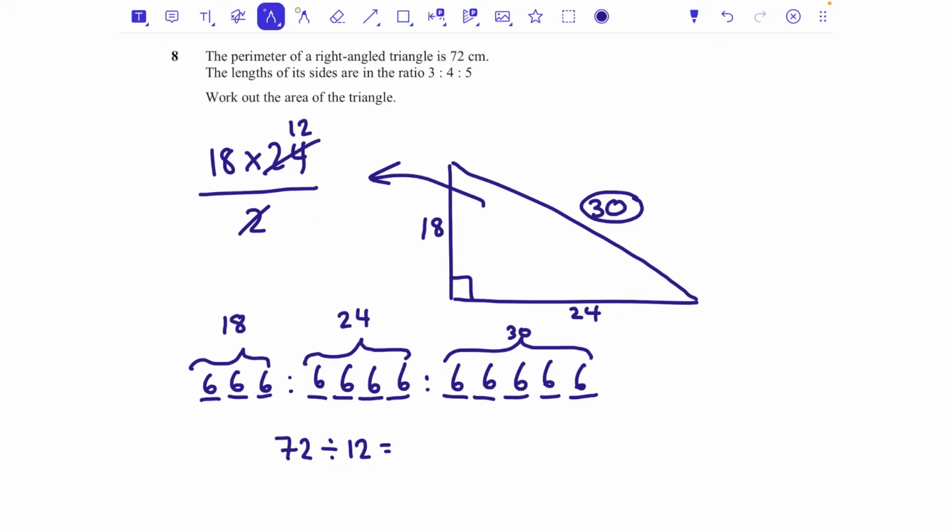10 lots of 18 is 180. 2 lots of 18 is 36. Adding that together, we get 216 centimetres squared.